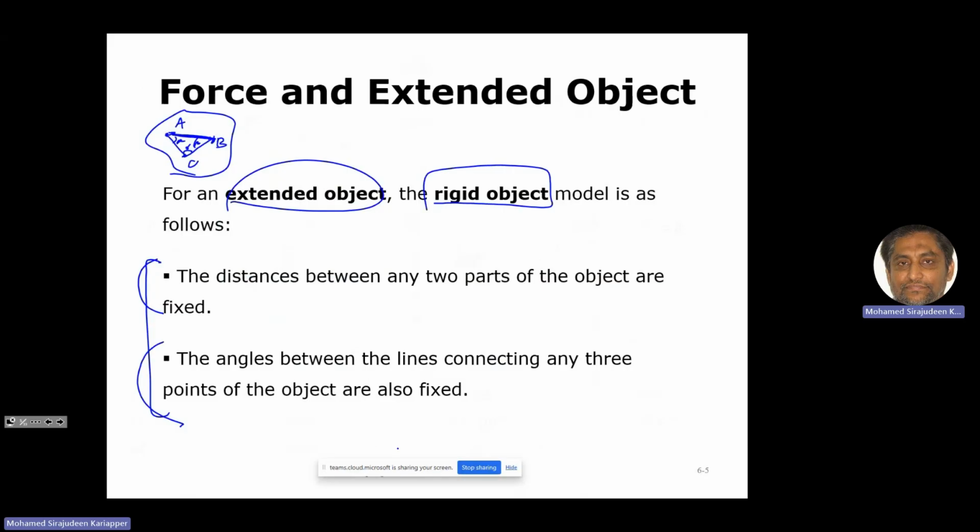Okay, so we don't have to worry too much about it. Roughly understand, okay, what is a rigid object? So whatever we derive now applies to rigid objects.